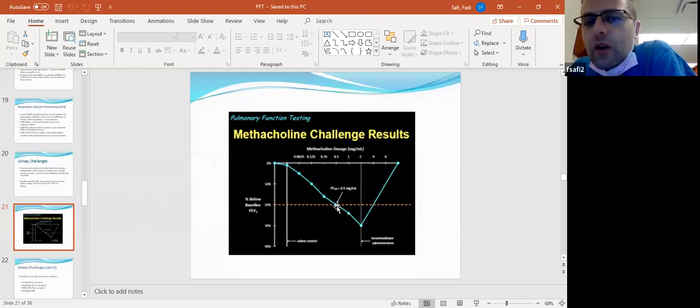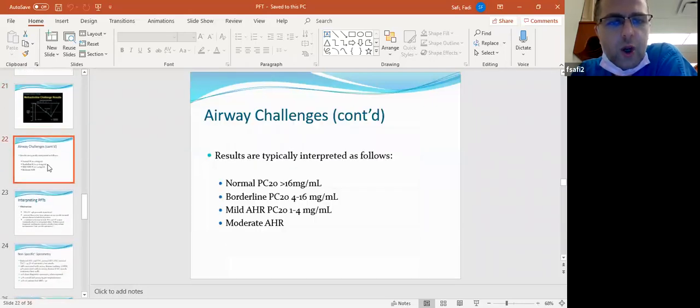But if it's more than 2, to 4 or more than that, any normal human being, if you give him a big amount of methacholine, they will drop their FEV1 more than 20%. So that's not a positive test. Remember this. So if somebody drops more than 20% when the methacholine dose is like 4 or 8, that's not a positive test. That is normal. Normal individuals can do that. So I'll tell you how to interpret the, okay.